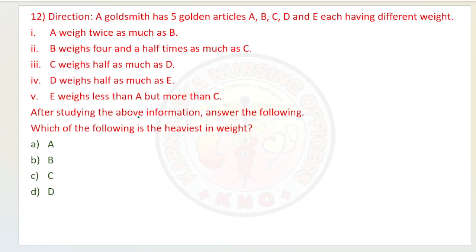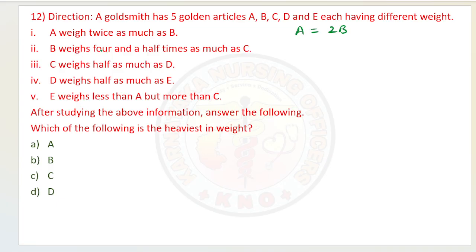So after studying the above information, answer the following. Which of the following is the heaviest in weight? The options are option A, option B, option C, and option D. So now, according to the statements, let us write the data. The first statement is A weighs twice as much as B, that is, A is equal to twice B.